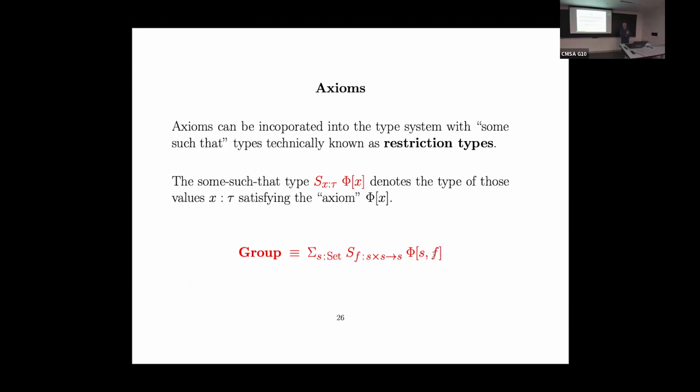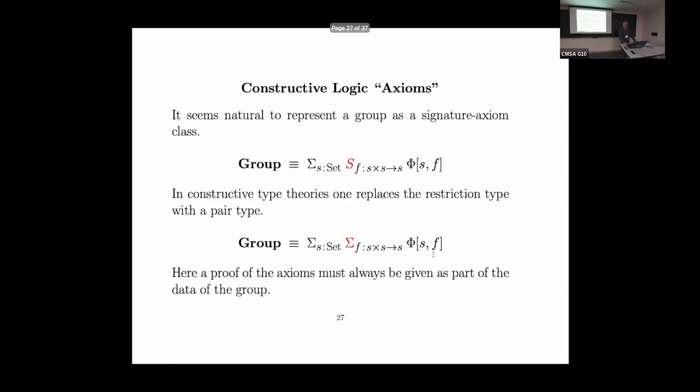Okay, and so now we have three things: sigma, pi, and this S, which I'm calling some such that. S is giving me this some such that type. What's confusing now is the relationship between this and constructive type theory. So I'm going to point out how constructive type theory handles axioms. How does Lean, in its foundational logic, deal with this? Does it have this signature axiom distinction? Technically, formally in the foundation, Lean does not make a signature axiom distinction.